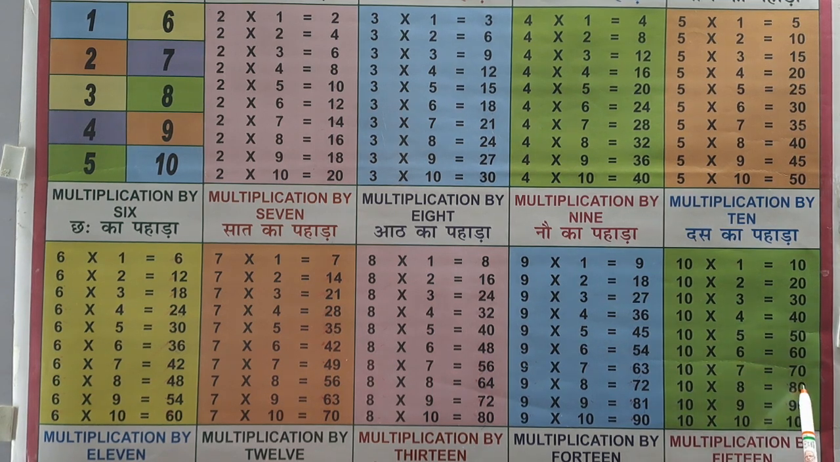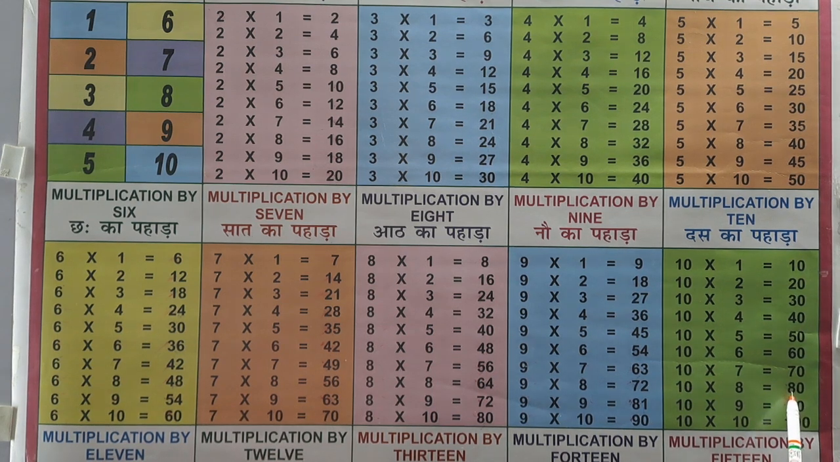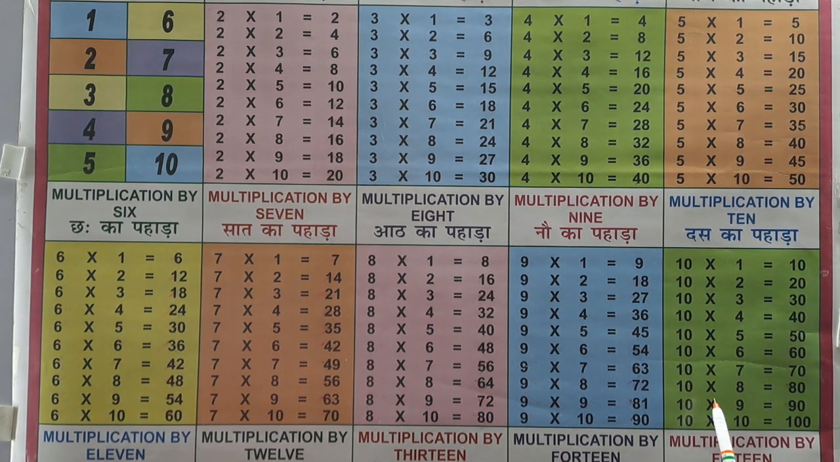10 7s are 70. 10 8s are 80. 10 9s are 90. 10 10s are 100.